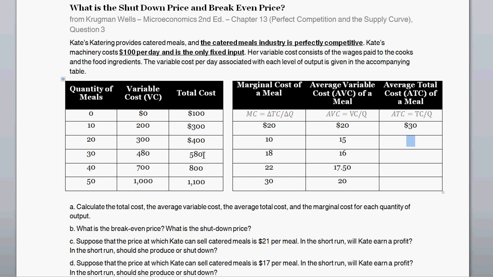And the next one, so total cost is 400, and then quantity of meals is 20, so the average cost is just 20. The next one here is going to be 580 of a total cost, and the quantity of meals is 30, so the average total cost is 19.33. It's just 580 divided by 30, and then you could go on just grinding out the answer to the remaining ones. Okay, so what are all of these different average costs and marginal cost?